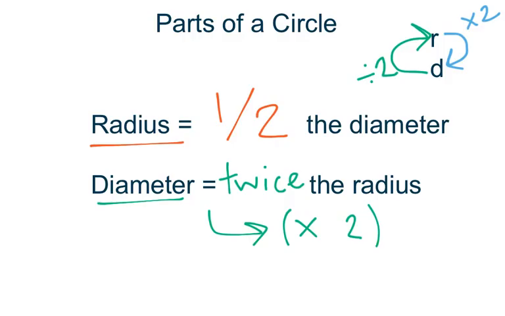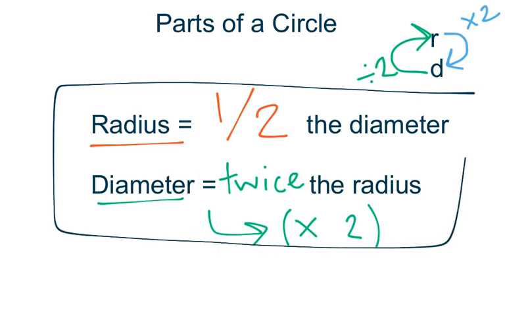So just remember, if you're looking at your really important relationships, this is really what it goes back to. The radius is half of the diameter. The diameter is twice the radius, which then tells us over here what we can do to find those relationships really easily.